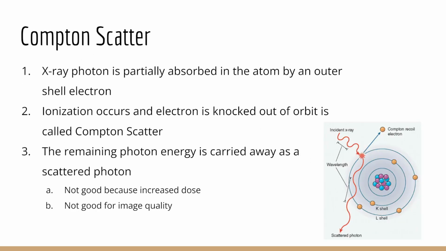Next we have Compton scatter. The first step is that the X-ray photon is partially absorbed in the atom by an outer shell electron. Then ionization occurs and the electron is knocked out of its orbit, called a Compton electron. The remaining photon energy is carried away as a scattered photon. This is not good because it increases dose for the patient, and it is not good for image quality because it lowers the contrast.